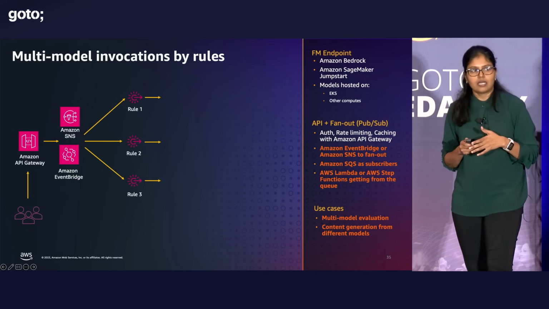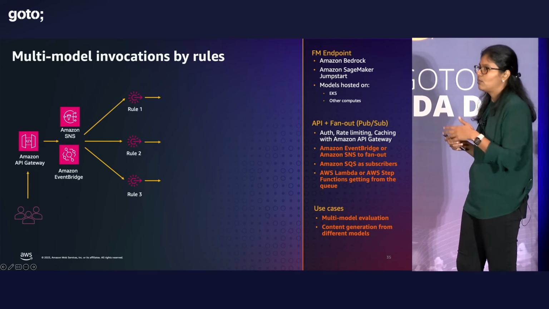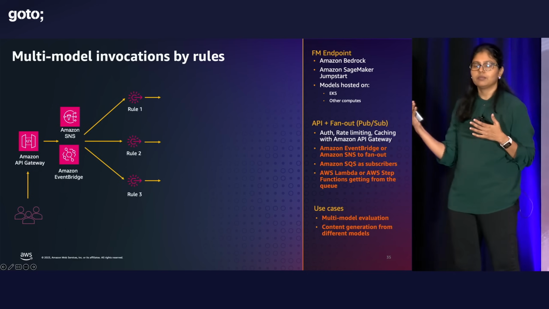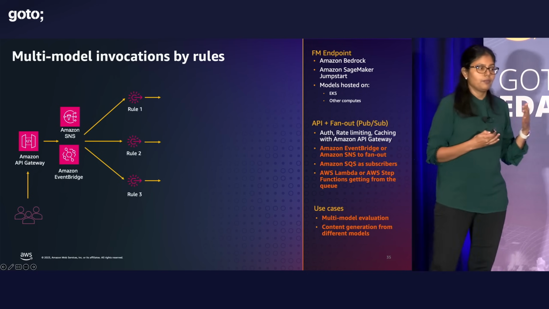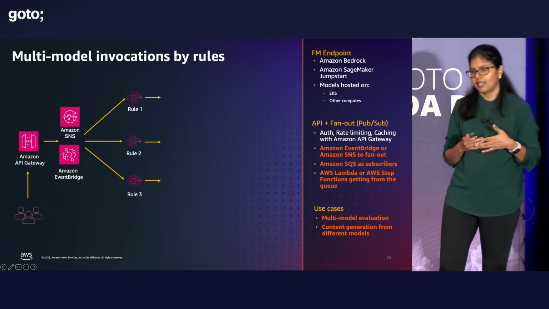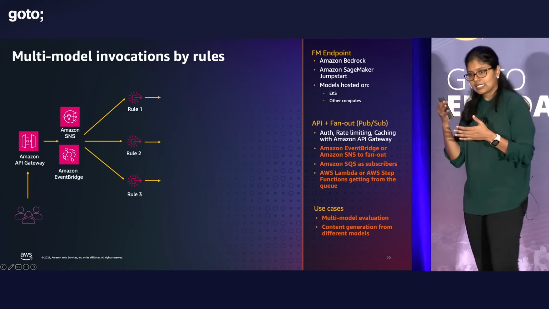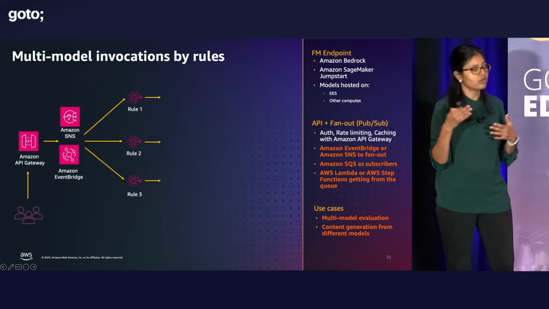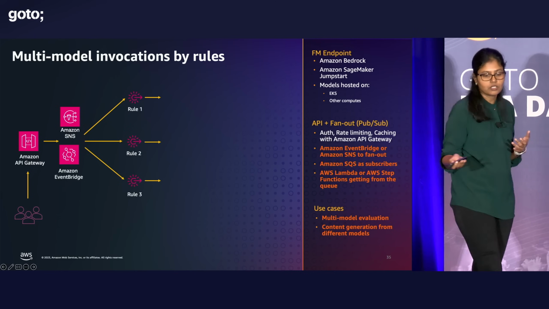Now, so far we talked about invoking a single model. How about use cases where I need to invoke multiple models? For example, I'm generating content for a marketing page, and that requires text information as well as some images that correspond to the text. I need to invoke a text model and also an image model.